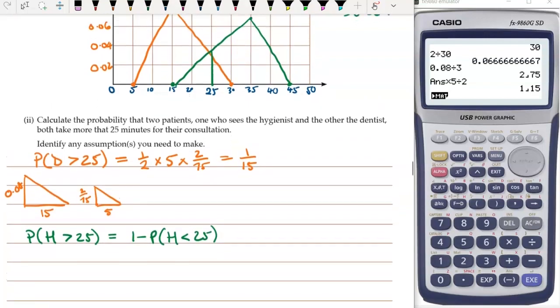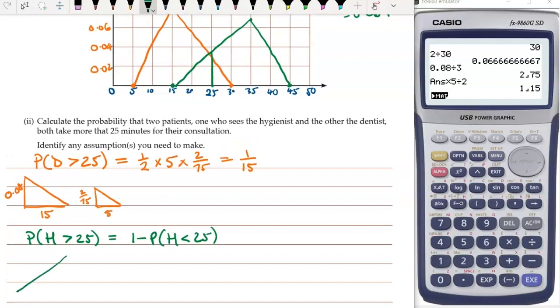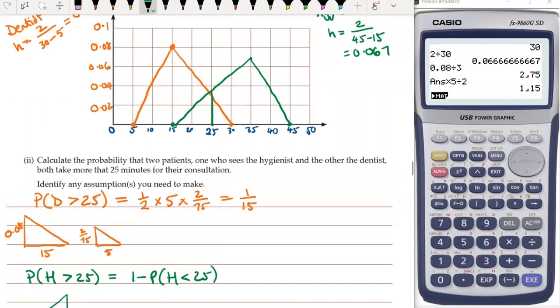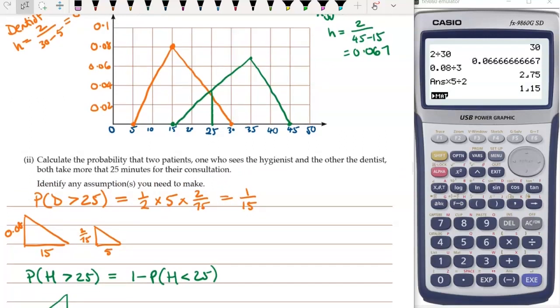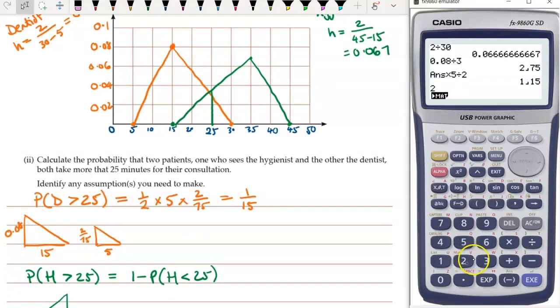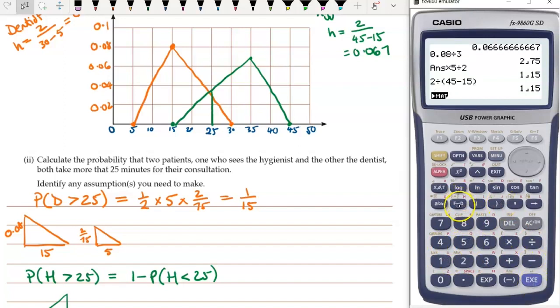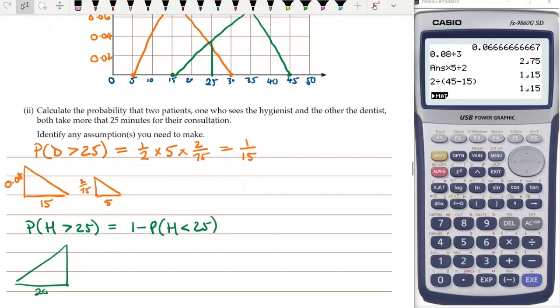Okay, so the big triangle up to the mode has got a base of 20 because it's going from 15 up to 35, and the height of that, I can't remember what it was as a fraction, so let's just go 2 divided by 45 minus 15 again. So as a fraction, that's 1/15. Okay.